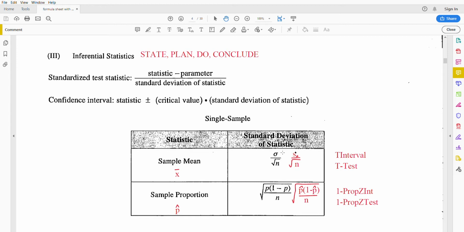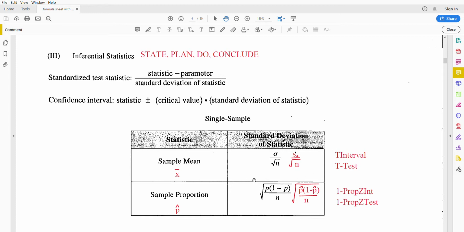You won't know the population standard deviation. So you'll estimate it with the sample standard deviation. So you're actually going to use Sx over root n in the formula here or in the formula here. The commands that you would use on the calculator would be t-interval or t-test.